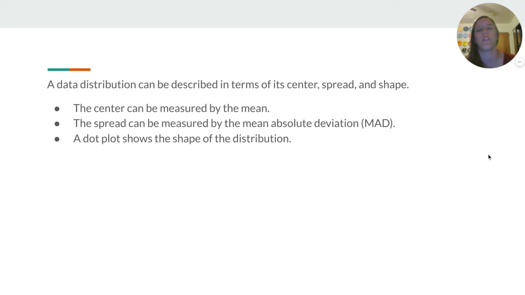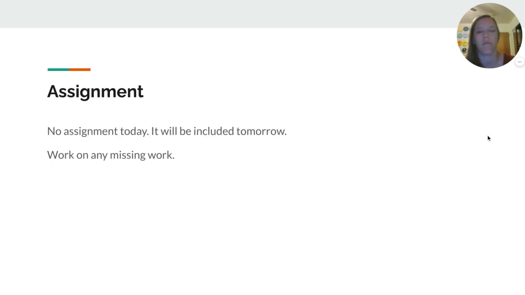So a data distribution can be described in terms of its center, spread, and shape. The center can be measured by the mean, the average. The spread can be measured by the mean absolute deviation. And a dot plot shows the shape of the distribution, whether they're just really spread out or there's a lot in the middle or whatever it is.